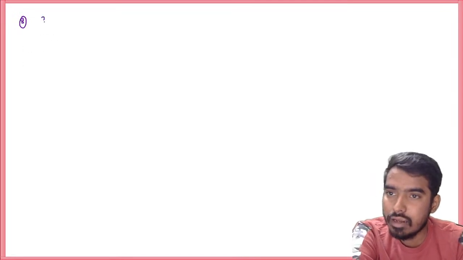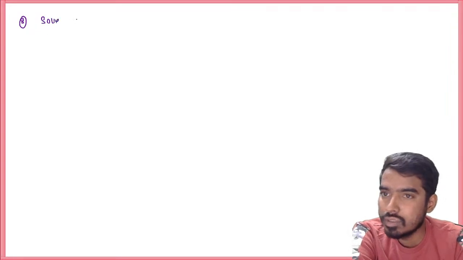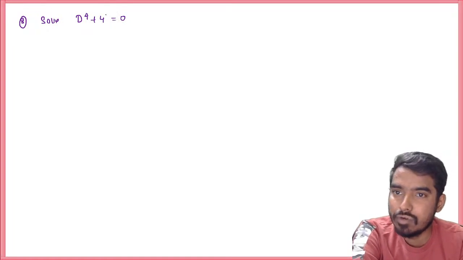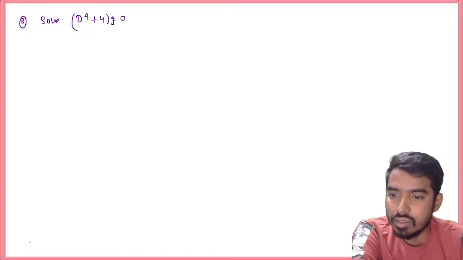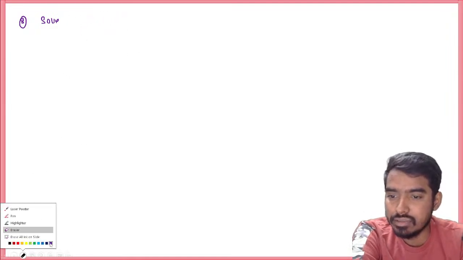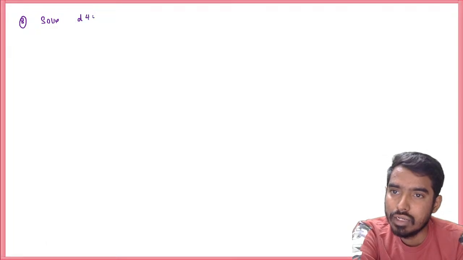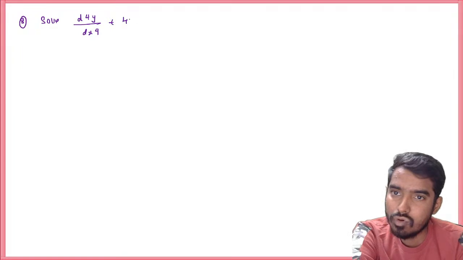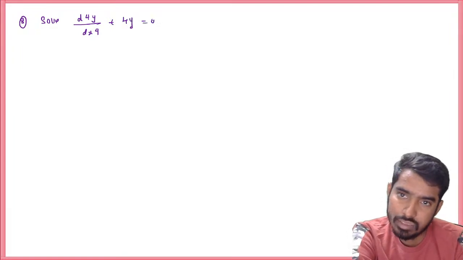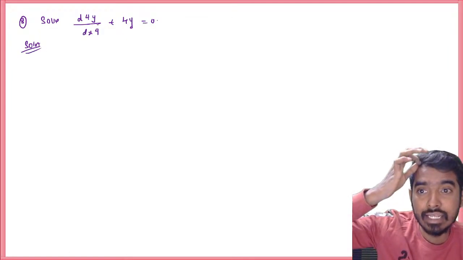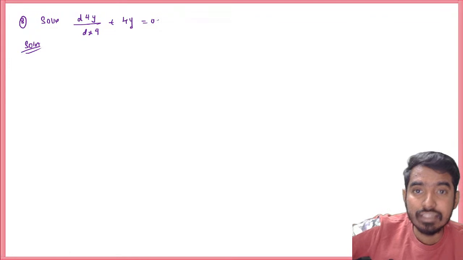Okay. So solve d power 4 y by dx power 4 plus 4y is equal to 0, right? This is a fourth order linear differential equation with constant coefficients. This is type 0 because RHS is 0.